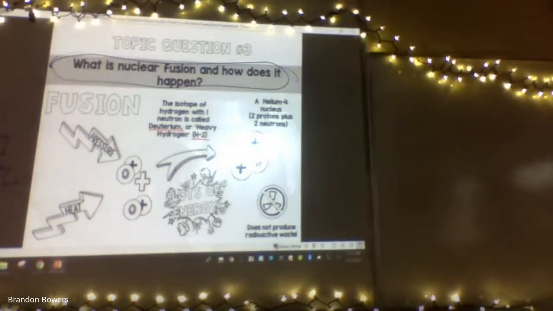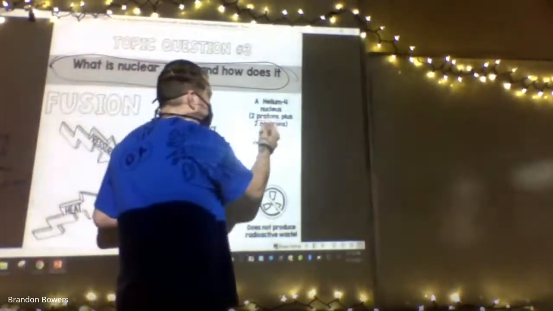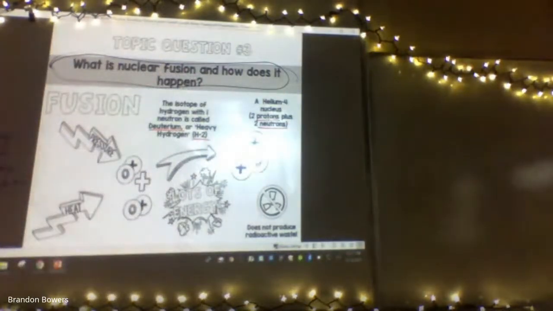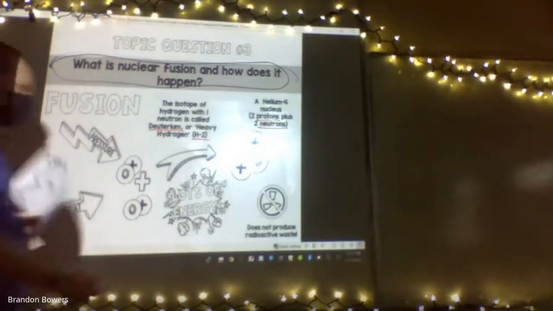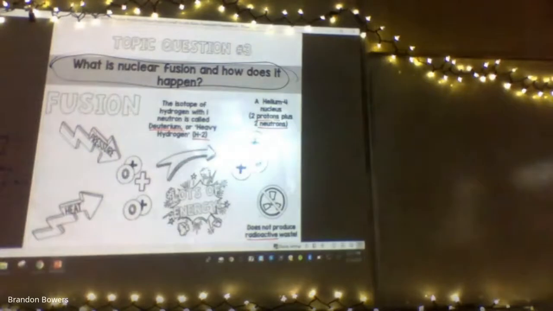A helium-4 nucleus, which has 2 protons plus 2 neutrons. Okay? And it does not produce radioactive waste. Okay? Does not produce radioactive waste.